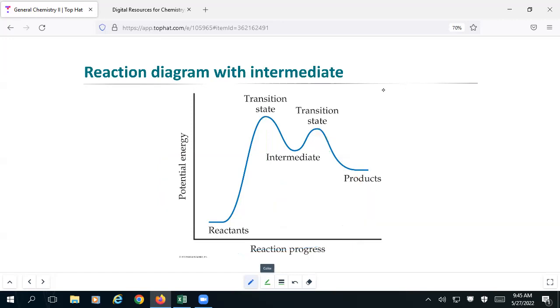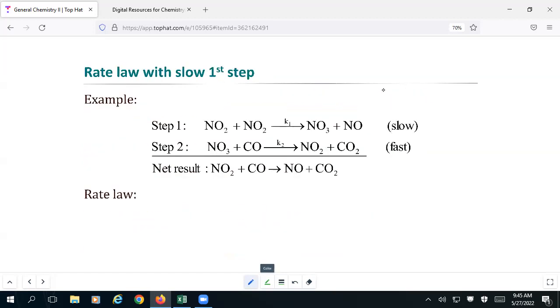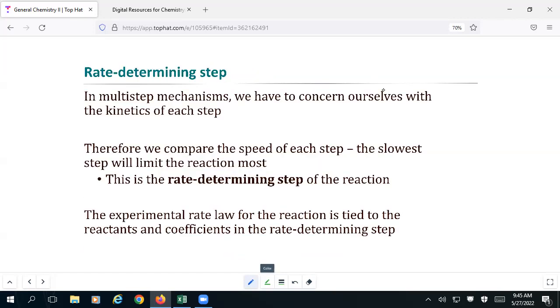In kinetics terms, we call that a rate determining step. The step that is the slowest is also going to be the one that determines the rate law. And the one that is the slowest usually has the most energy barrier to overcome, the highest activation energy.